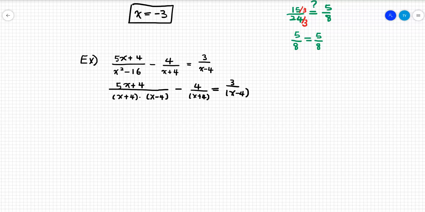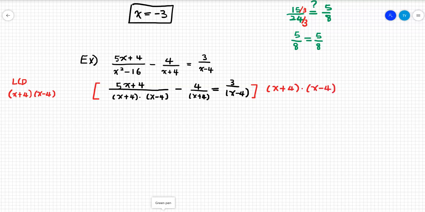So now the LCD that we found is going to be everything that you see at the denominator, except you don't write the duplications, right? So you got x plus 4, 2 of them, you just write once. And you got x minus 4, and 2 of them, so you just write once. Okay? So we are going to multiply the entire thing by that quantity here. So x plus 4 times x minus 4.